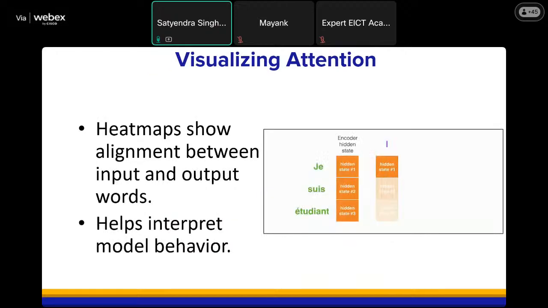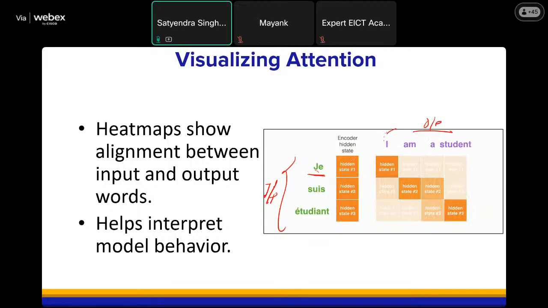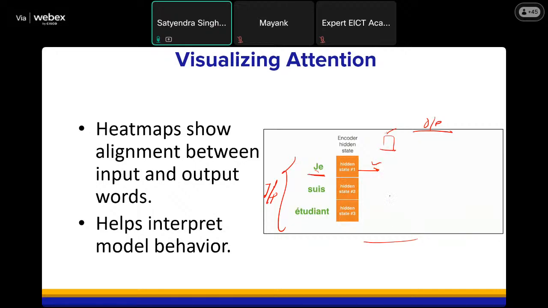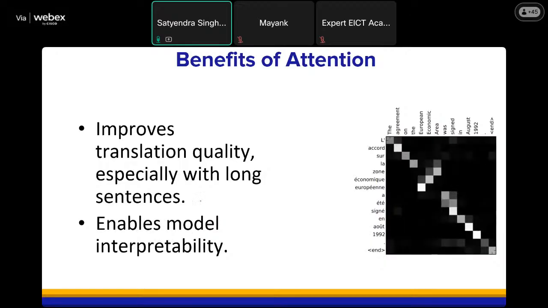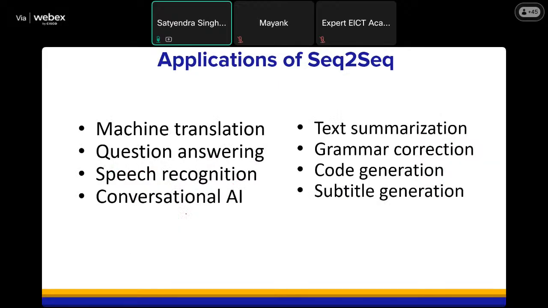The heat map shows, given this input, which word in the output is relevant to which particular word. For example, J is relevant to I, so hidden state one is important. Similarly for other words, the relevancy is shown in the visualization. That helps in interpreting the model behavior. The benefits of attention are that it improves translation quality, especially with long sentences, and it enables model interpretability. There are lots of applications of sequence to sequence with attention: machine translation, question answering, speech recognition, conversational AI, and so on.